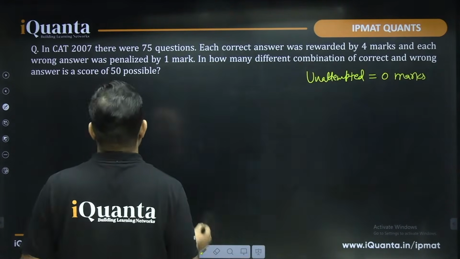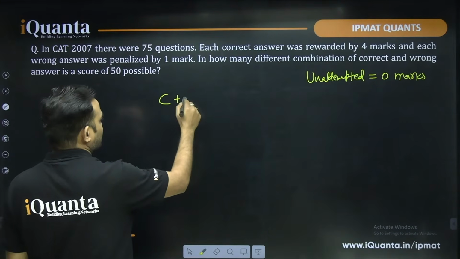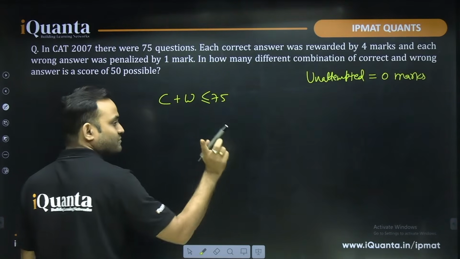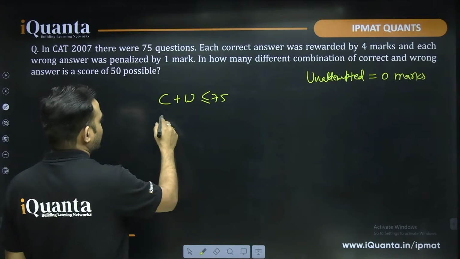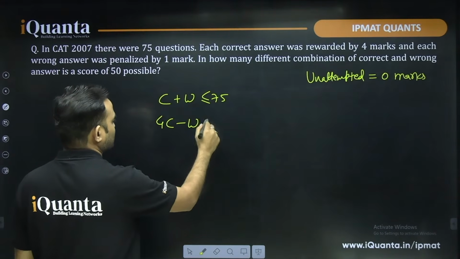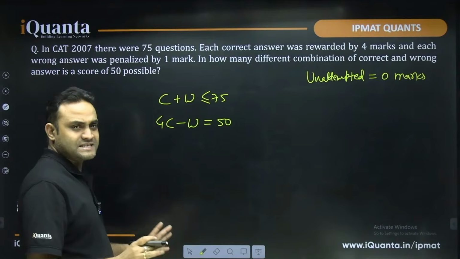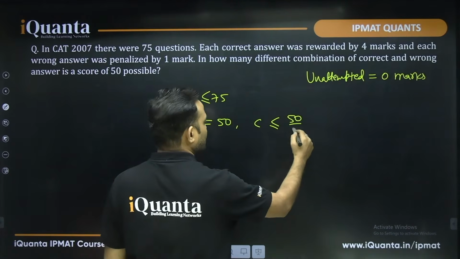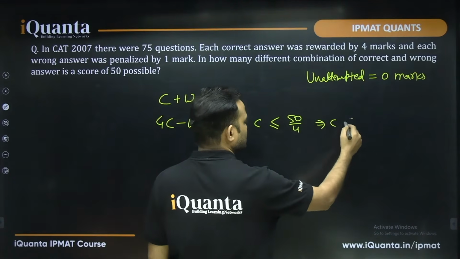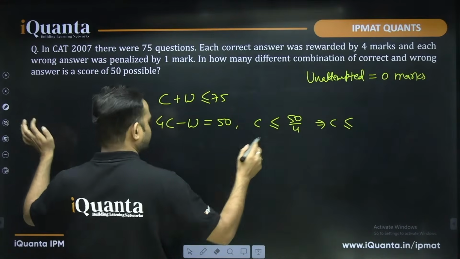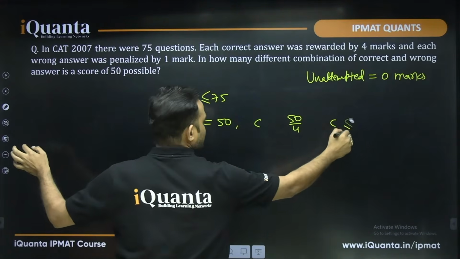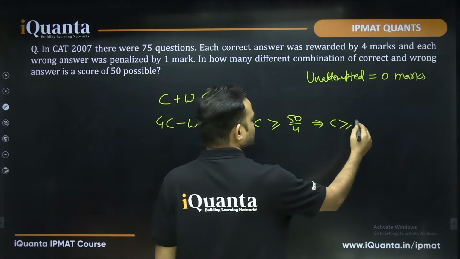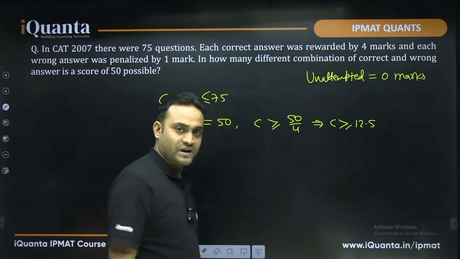So what do we say? Number of correct questions plus number of wrong questions must be less than or equal to 75, right? Then correct question 4 marks, wrong question -1, this should be 50. What we can say from here is that the number of correct questions must be greater than or equal to 50 by 4. Correct questions must be greater than 12.5, right?